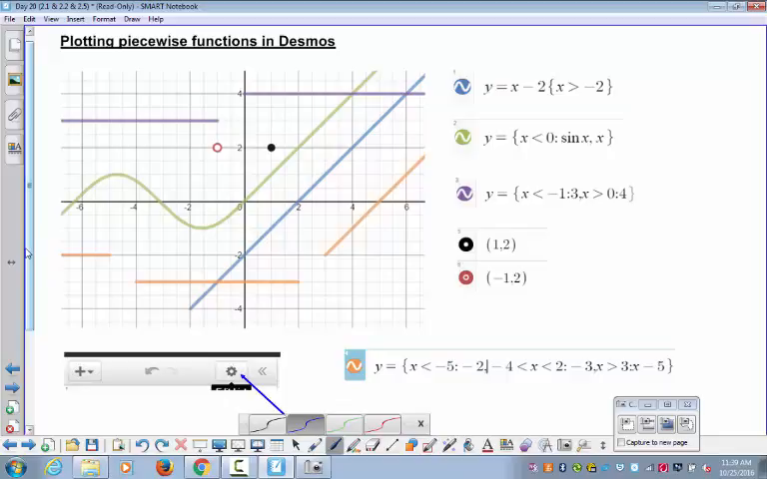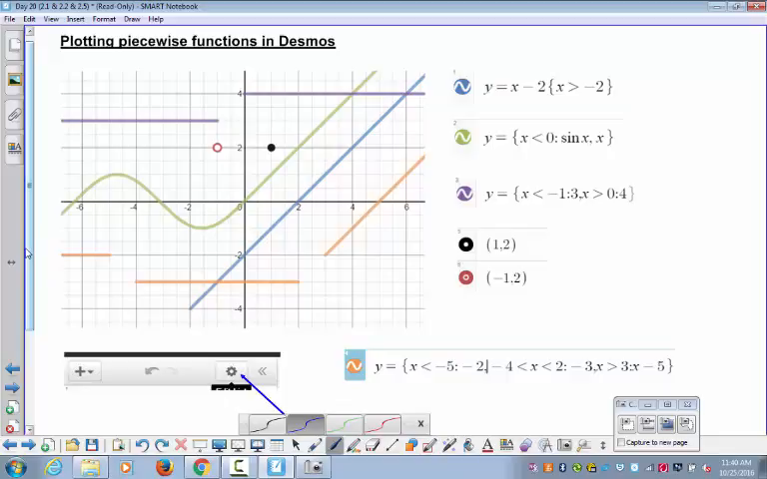So in Desmos, I graphed y equals x minus 2, and then in brackets you put your piece, you put your restriction. So this is going to graph y equals x minus 2 only for x's that are greater than -2. Now it doesn't throw in an open circle unless you manually do it. But this is going from -2 on.